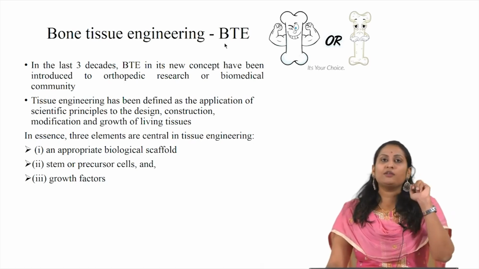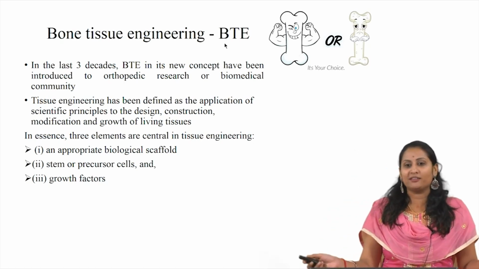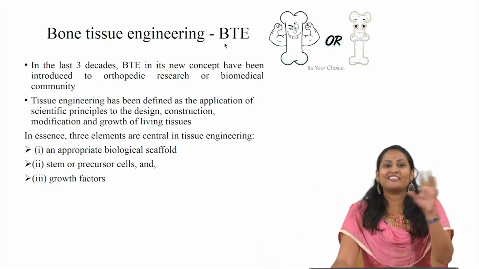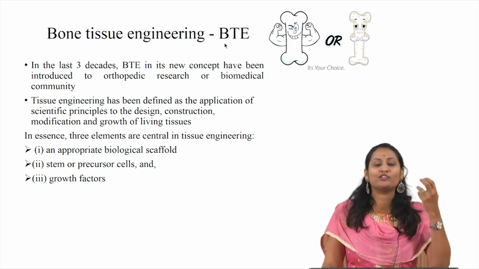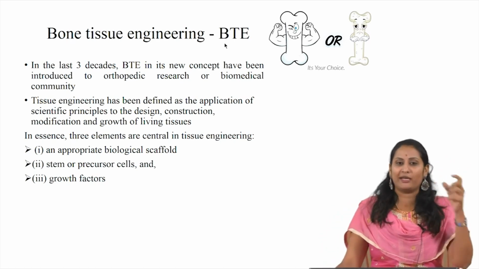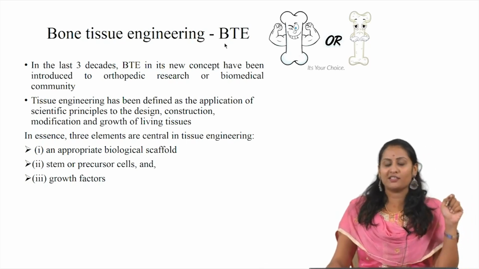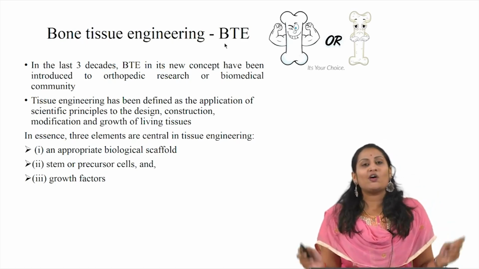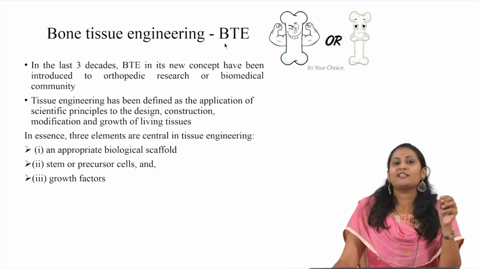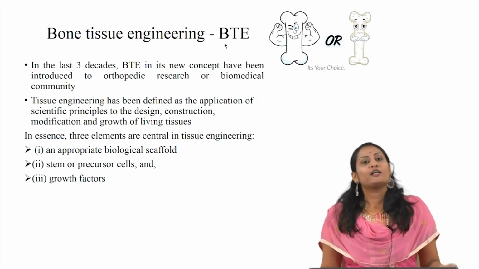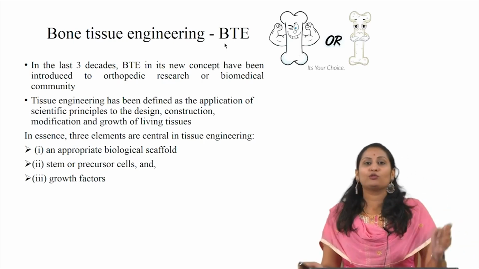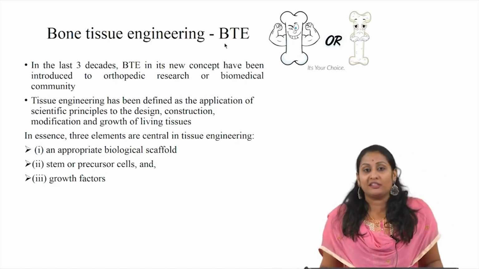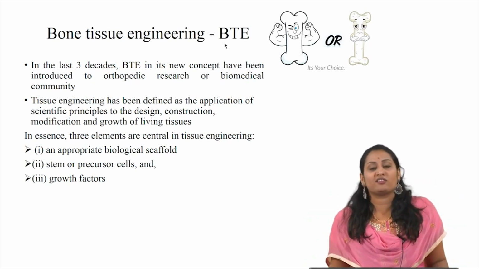So to start with, we should know what tissue engineering is. I think by this time you all would know the definition of tissue engineering, where it encompasses the knowledge of life sciences and engineering together for the development of a biomaterial in order to replace, restore or regenerate a diseased tissue or organ. Or in general, it has been defined as the application of scientific principles to the design, construction, modification and growth of living tissues. There are 3 major elements present in tissue engineering which comprise the tissue engineering triad.